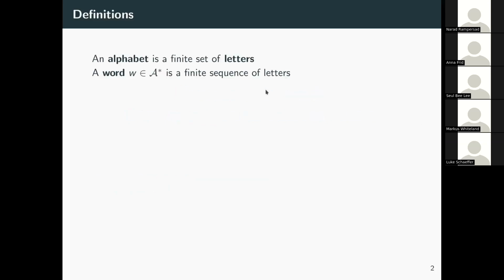Let me just remind some definitions so that we agree even on the most basic stuff. I will have an alphabet, which is just a finite set of letters, and a word is just going to be a finite sequence of these letters. Also, to agree on notation, for every letter A and integer J, when I write A to the J, I mean A J times. So for instance, A to the 5 is just A five times. This would be true as well for words. So if I write AB to the 5, it would be AB 5 times.